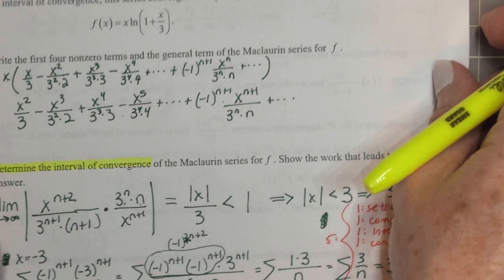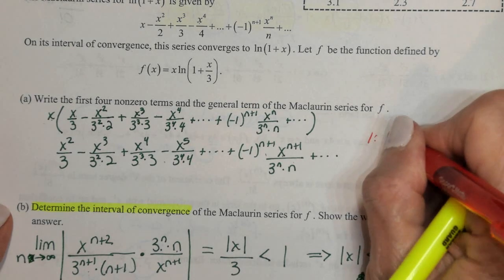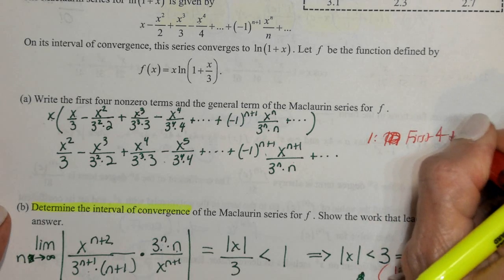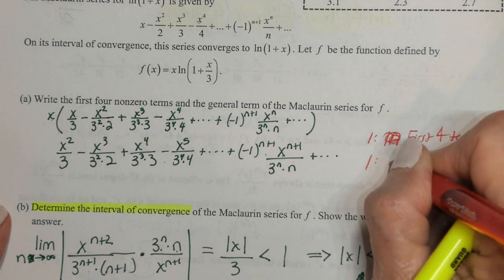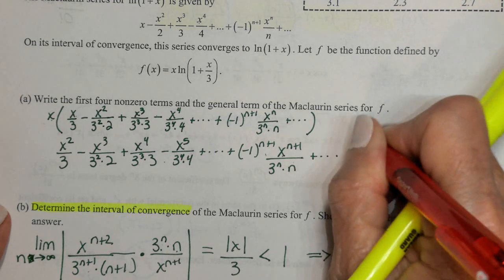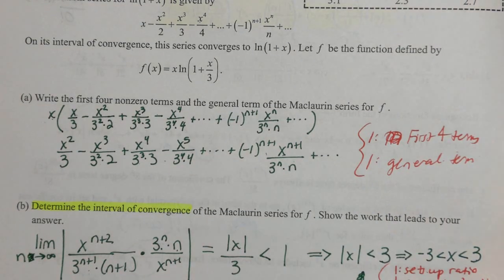Okay, and then for this part, for part A, they gave 1 point for the first 4 terms, 1 point for the general term. Okay, next up we're going to go do number 7.